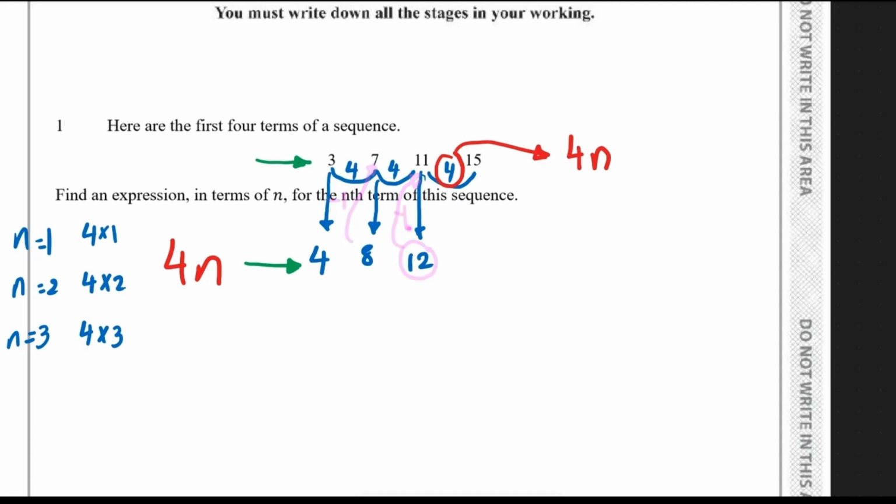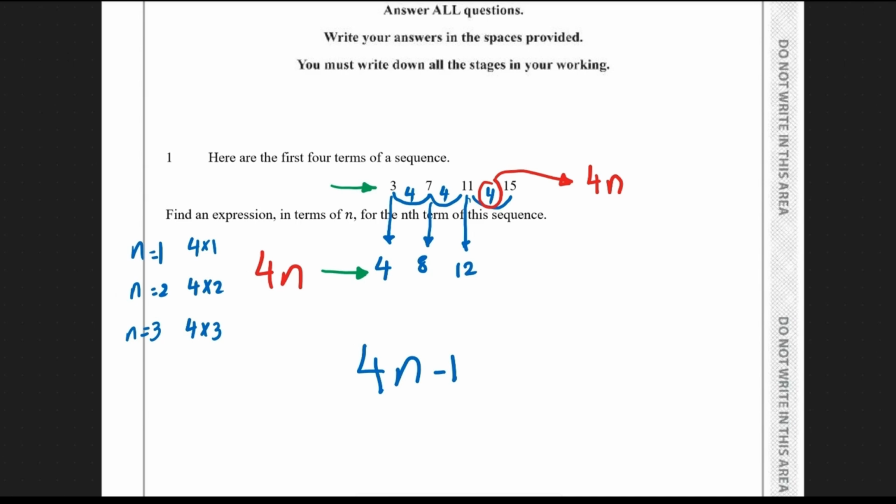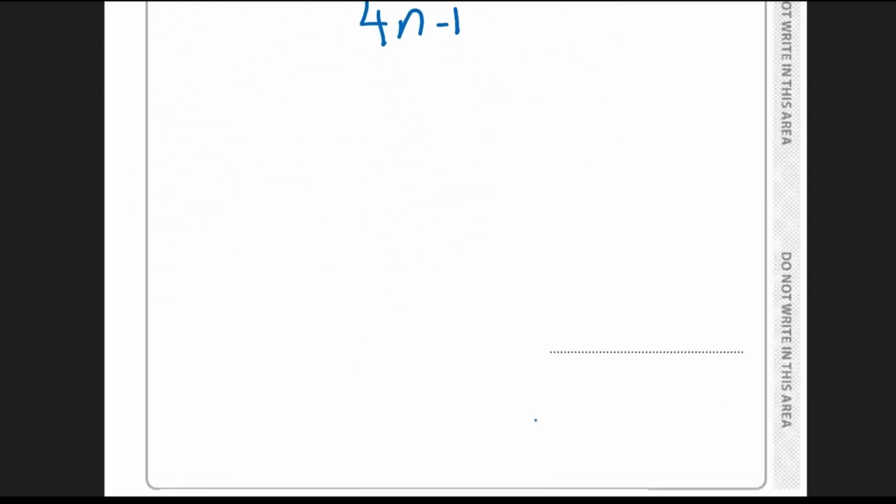That means in order to make our new expression correct, we need to write 4n take away 1, and this is your answer here. So don't forget to write your answer in the right place for n take away 1.